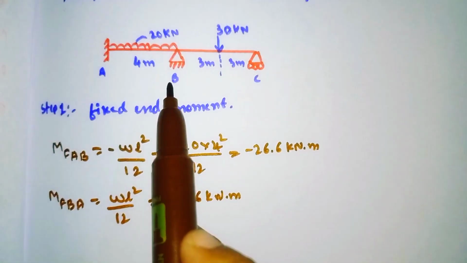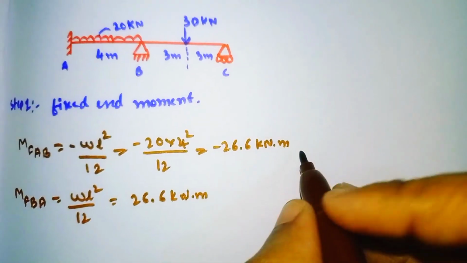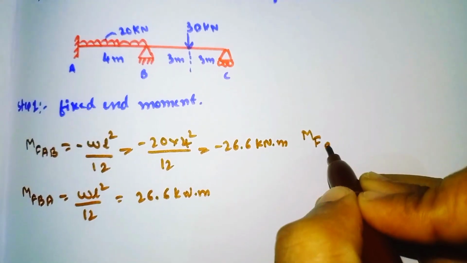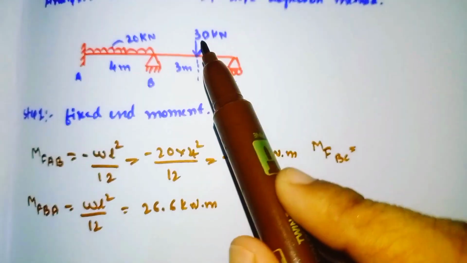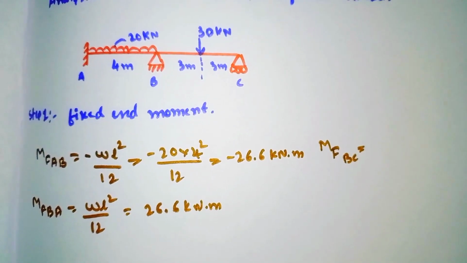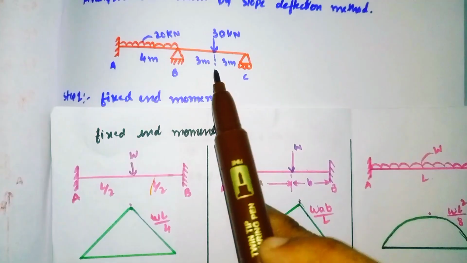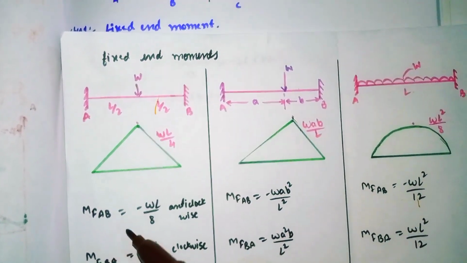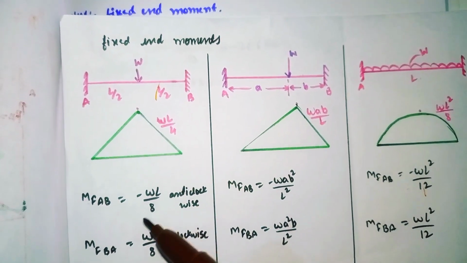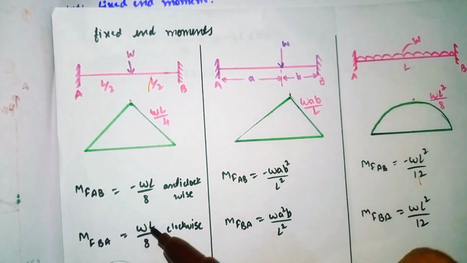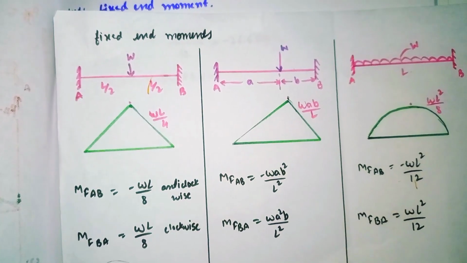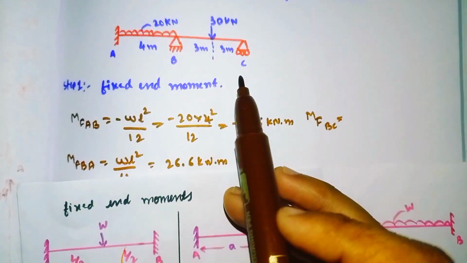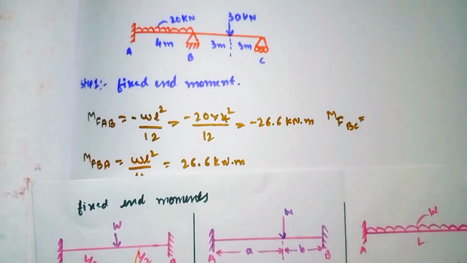So next, for span BC, MFBC, it is carrying the point load of 30 kilonewton. For this we have the formula. The load is acting at the center. For that we have the formula MFAB is equal to minus WL divided by 8 and MFBA is equal to WL divided by 8. So by using these two formulas, we'll calculate the fixed end moment for span BC as well as CB.